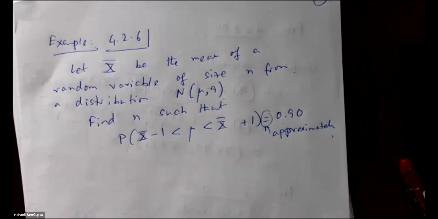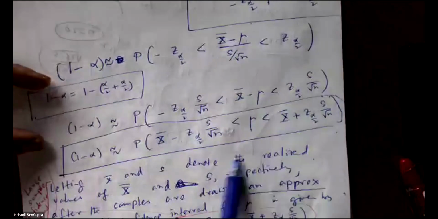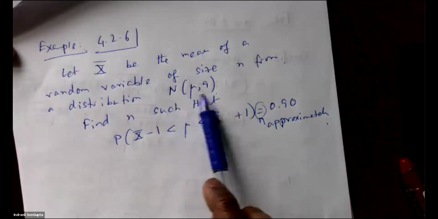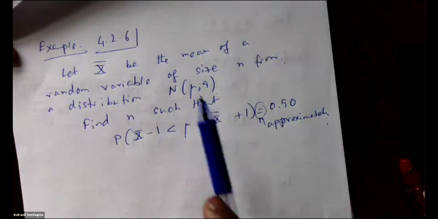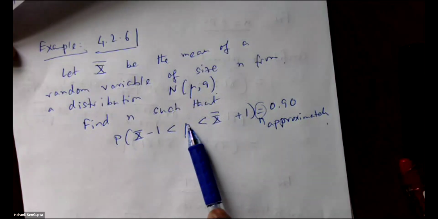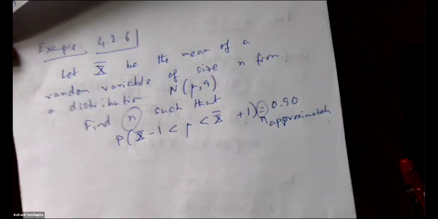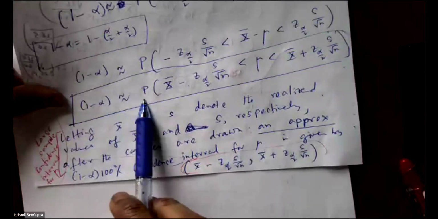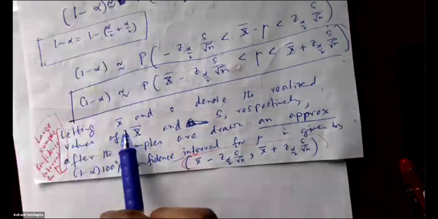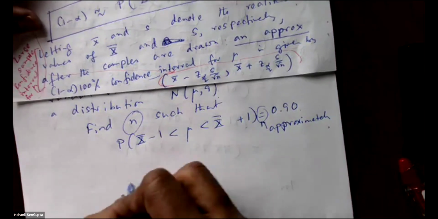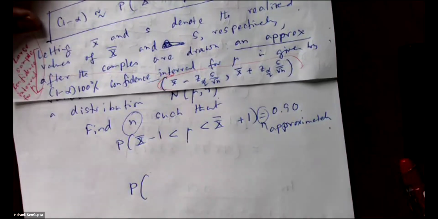This is giving us a hint that we should compare that with the formula that we obtained before. Though here, since the original sample is normal, you can very well use the exact equation to find this number. But here they are asking what should be the value of n so that this is approximately 90%. So we'll be using this approximate formula. Let's compare this with the previous results.